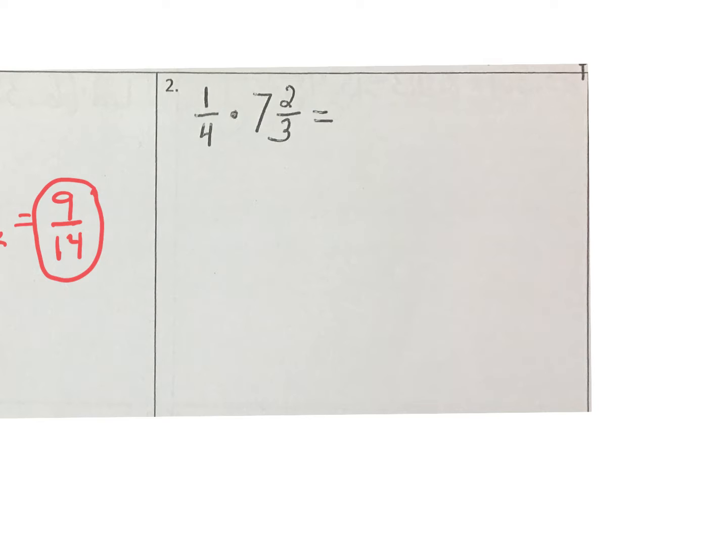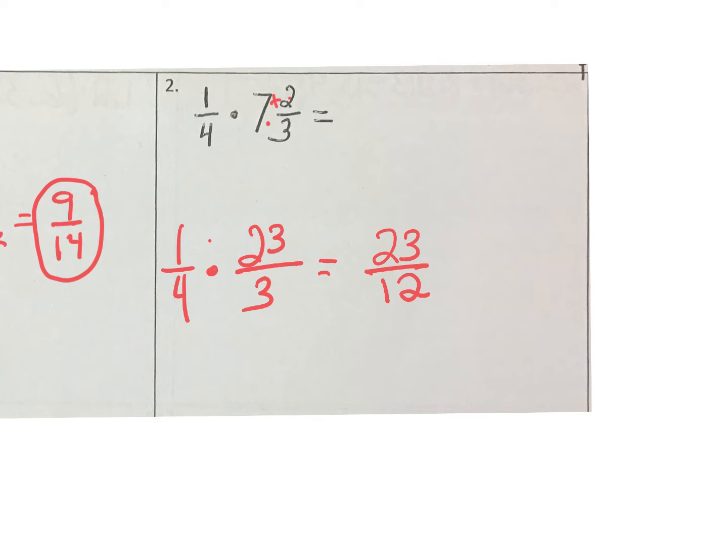And this is a fraction 1/4 multiplied by a mixed number. So remember how I would put the little dot there and plus there? So 3 times 7 is 21, plus 2 is 23. And then you keep the same denominator. Now, I just have a fraction multiplied by a fraction. 1 times 23 is 23, and 4 times 3 is 12.